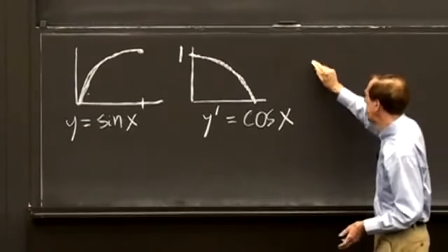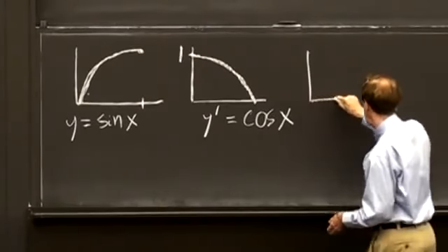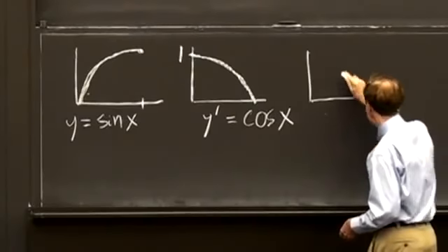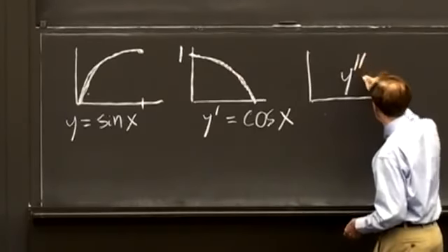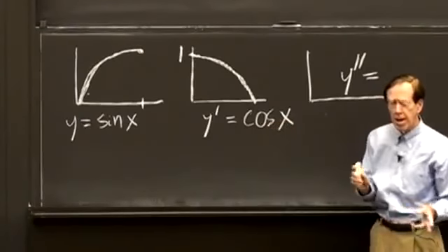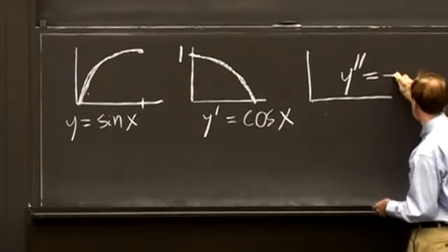And now, of course, we have 3 generations. I'm going to graph y double prime. Let me put it up here. y double prime, the second derivative, the derivative of the cosine of x, is minus sine x.